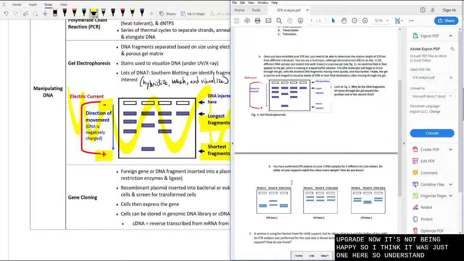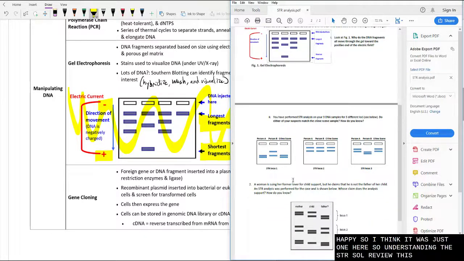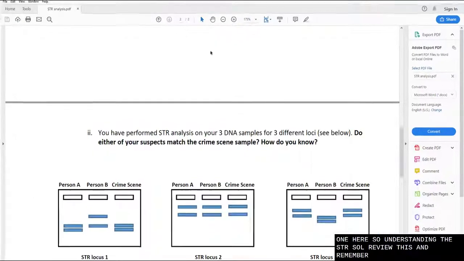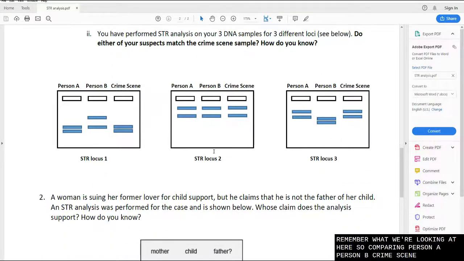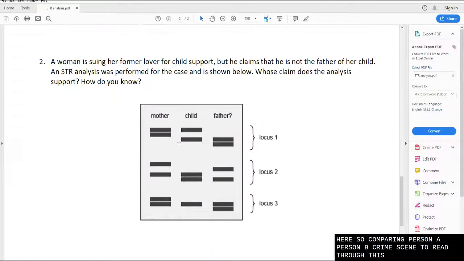So understanding the STR. So review this and remember what we're looking at here. So comparing person A, person B, crime scene. So read through this. This is an important part right here. So you're looking at the genetics between a mother, a child, and the father. So each of these lines right here represent a heterozygous version of each allele.